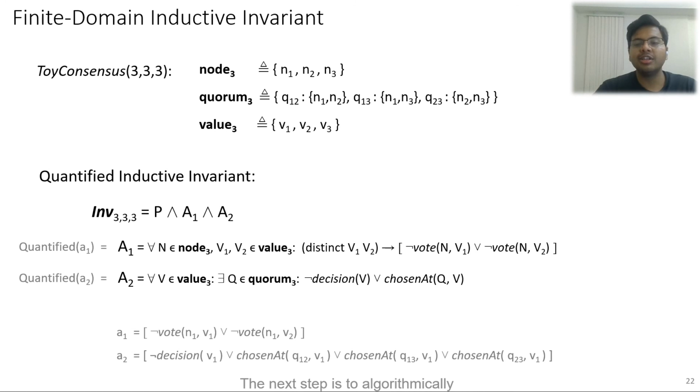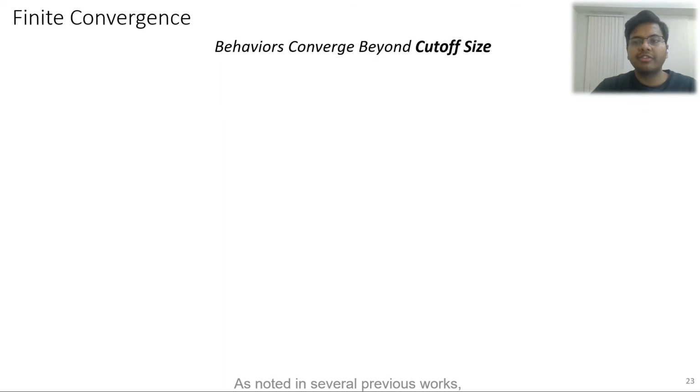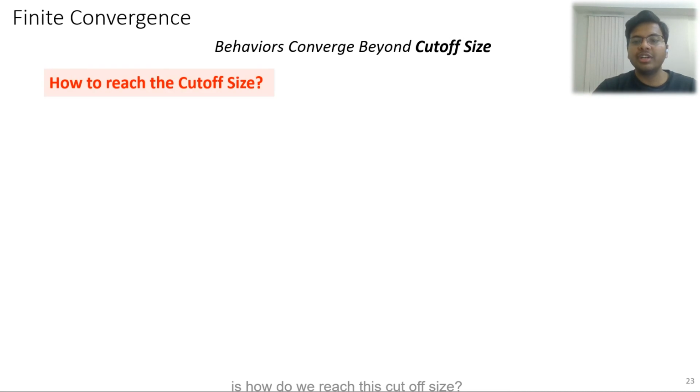The next step is to algorithmically check if the finite domain invariant works for the unbounded domain by checking whether the protocol behaviors have converged or not. As noted in several previous works on verification of parameterized systems, protocol behaviors converge once we reach a cutoff size. Beyond this cutoff size, the finite proof also becomes a proof for any size, that is, for the unbounded protocol, since increasing the size beyond the cutoff does not add any new behaviors. But the natural question that arises is, how do we reach this cutoff size?